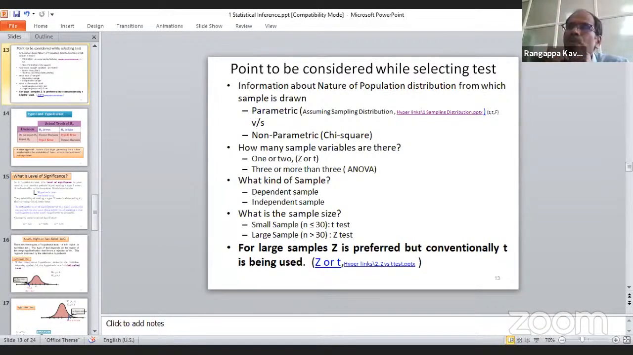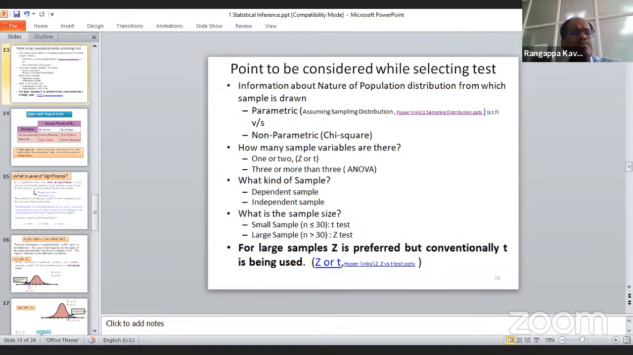For example, just now we compared the cotton yield of adopters and non-adopters. The adopters group is one sample, the non-adopters group is another. These are the two groups of samples. Here I can go for a T test. If I have three groups, non-adopters, partial adopters, and full adopters, in that case I could not go for a T test. We have to go for ANOVA. If there are three or more such sample groups and you want to compare the mean values, we have to go for ANOVA.